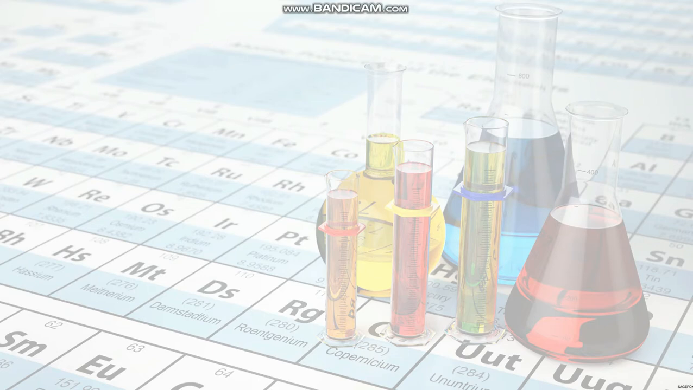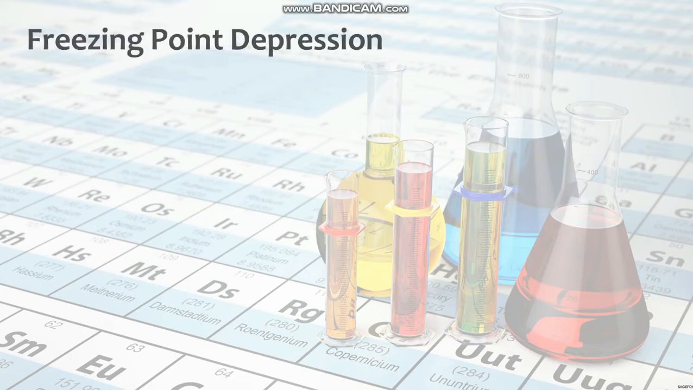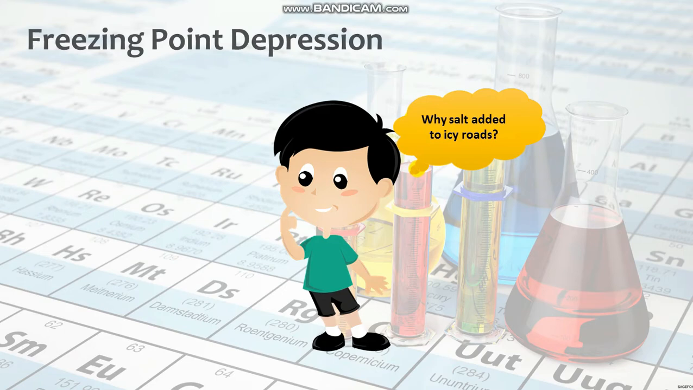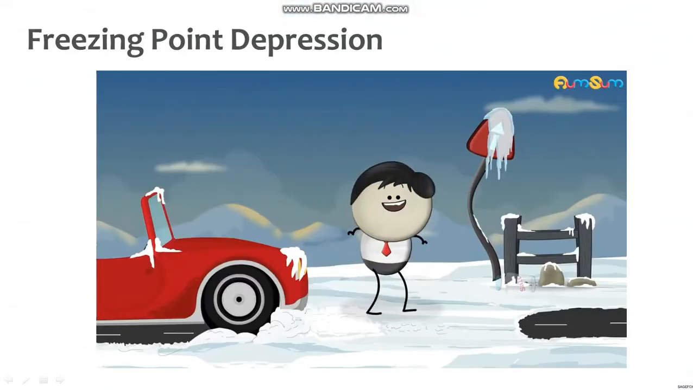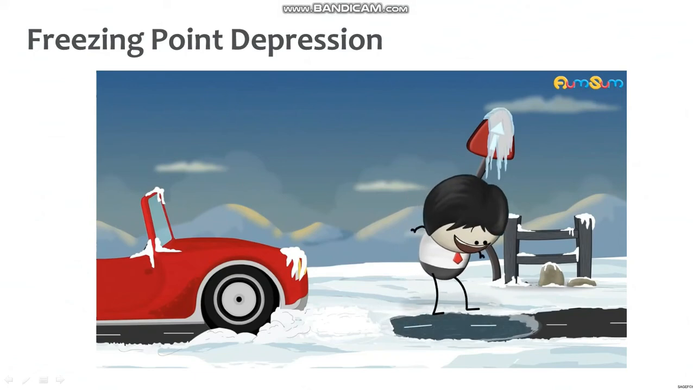Now the next colligative property that you need to know is freezing point depression. If you think of the word depression, that means it's like down. Freezing point depression tells you that the freezing point of the solution decreases whenever you add salt to it. If you think of wintertime, salt is usually added to ice. What happens? Salt helps melt the ice and thus clears the roads.